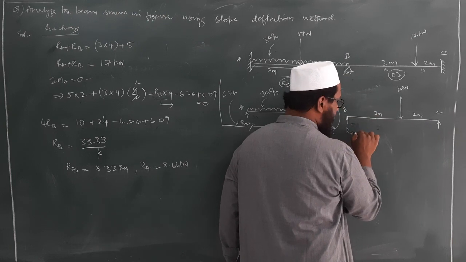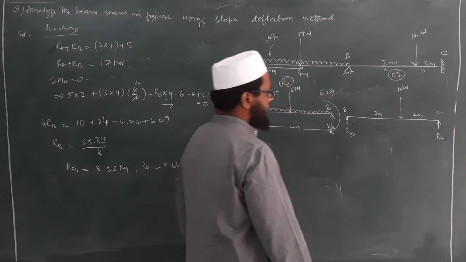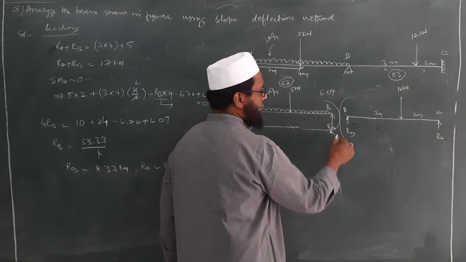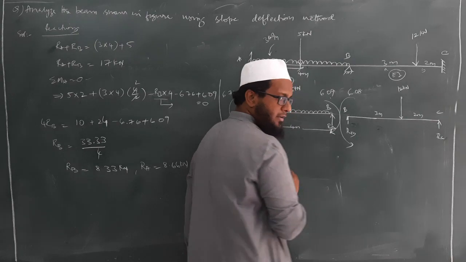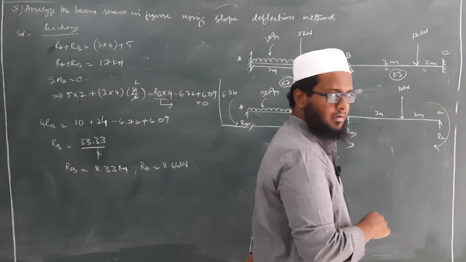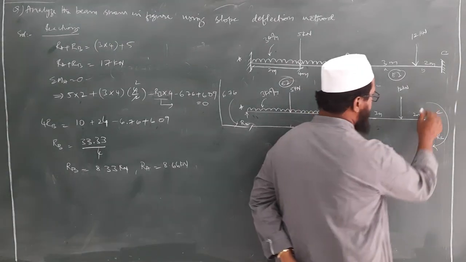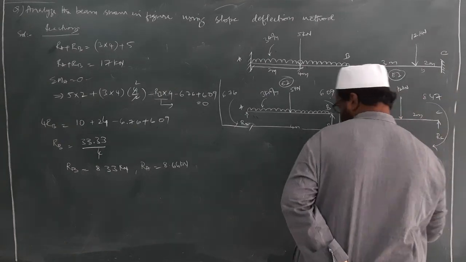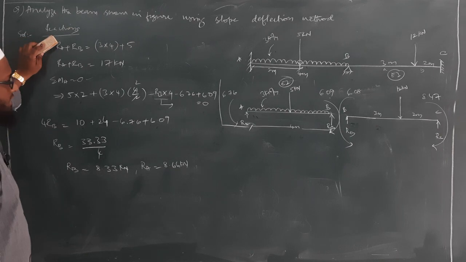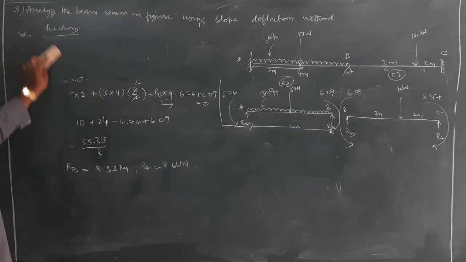Now we'll name this as RB and this as RC. We have moments here too. What is the moment here? 6.08 we have. What about this moment? It is clockwise. What is that moment? 8 point something we got, 8.47. Okay, so this is over, right? You can pause it and copy down.